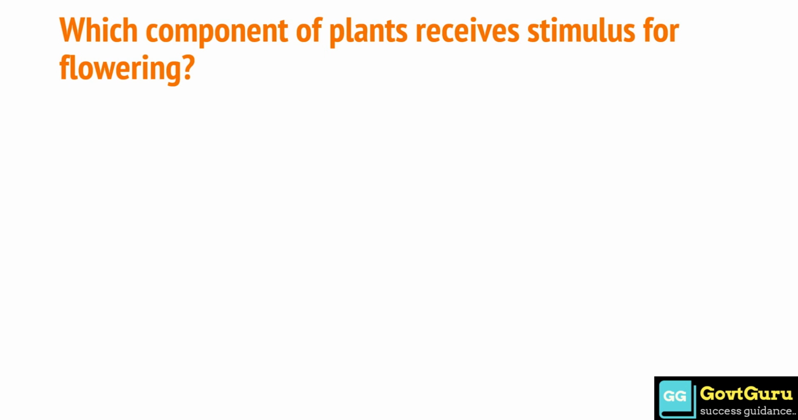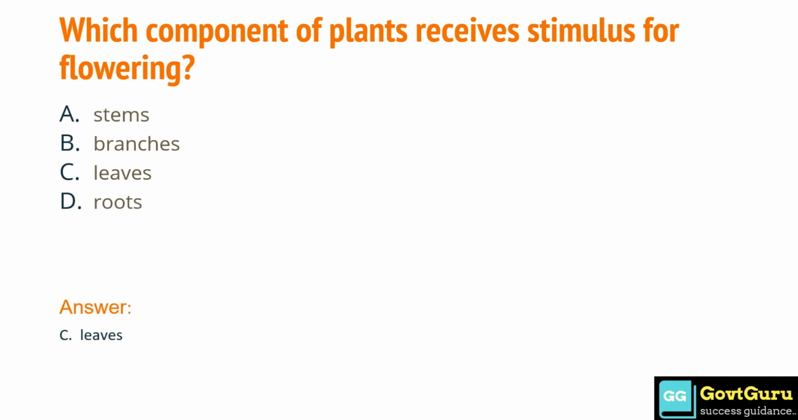Which component of plants receives stimulus for flowering? Option A, stems. Option B, branches. Option C, leaves. Option D, roots. So the correct answer is option C, leaves.